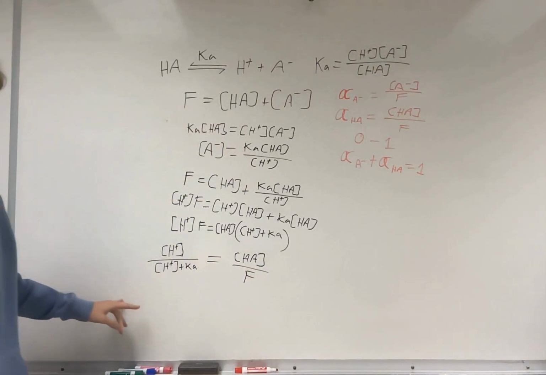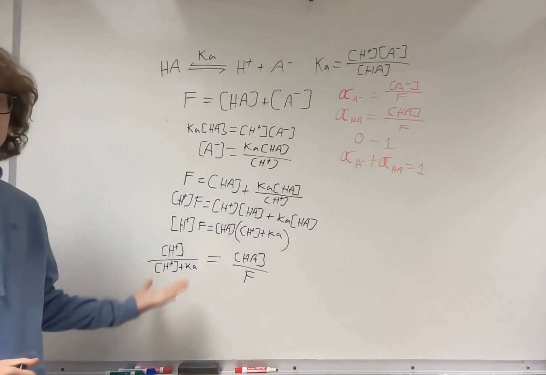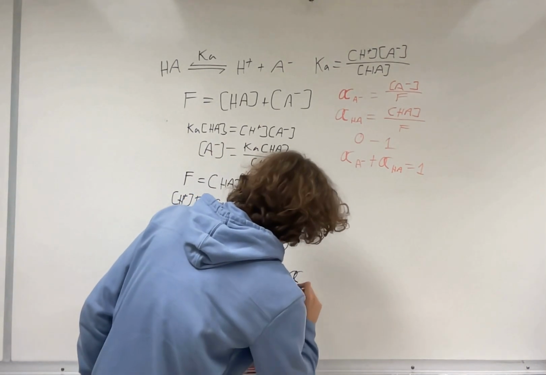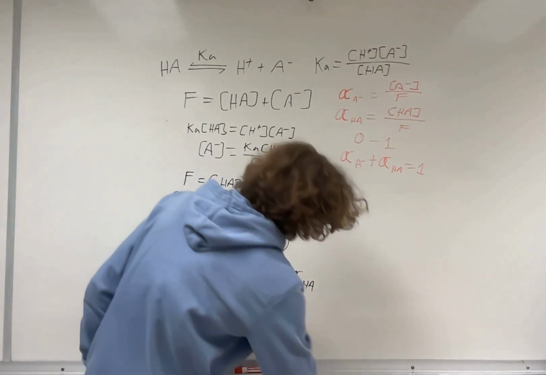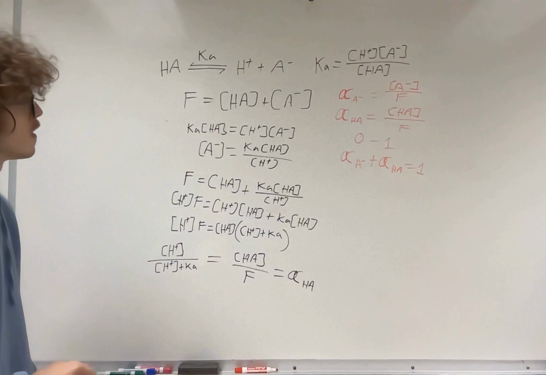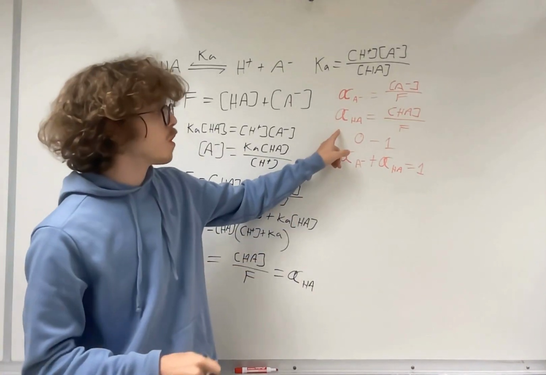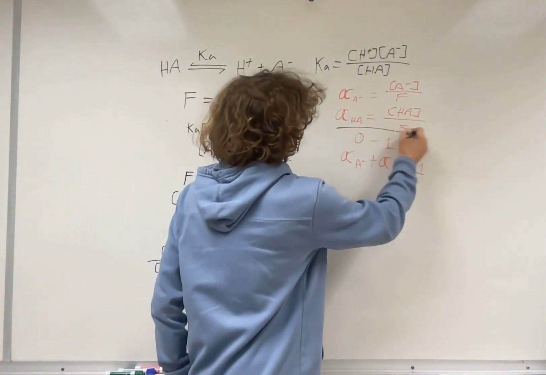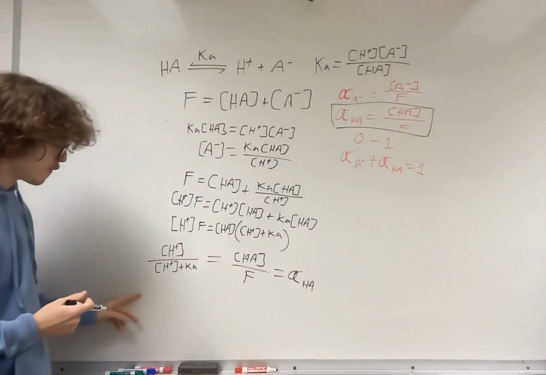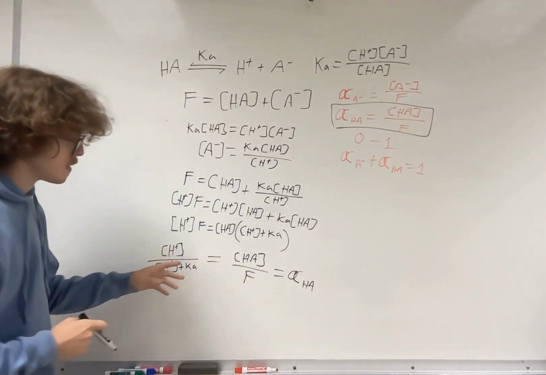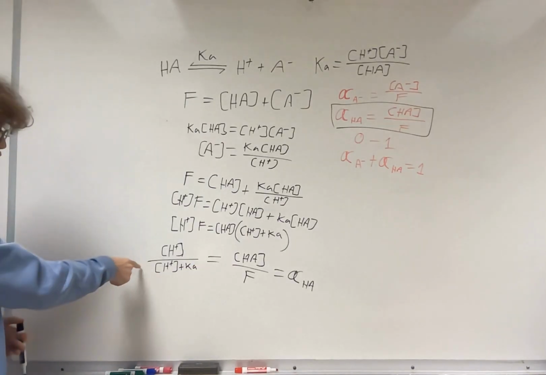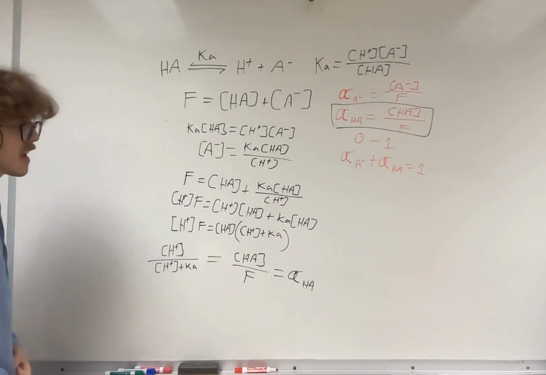And you're going to get an expression. This is the expression we have. This is equal to the fraction of dissociation for our undissociated weak monoprotic acid. That's what we wanted to find here. This was the first key that we wanted to find. So we found it to be HA over F, which is equal to H plus over H plus Ka.